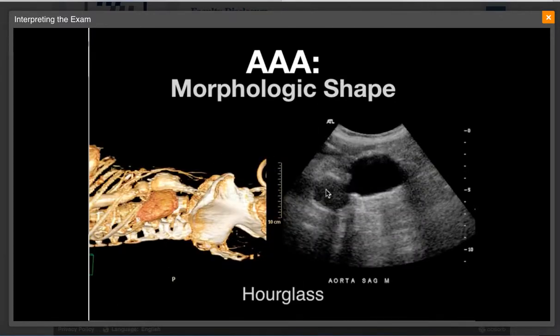Hourglass aneurysms are two non-contiguous areas of focal dilatation of the aorta separated by a normal caliber aorta. Here you can see a three-dimensional recon of a patient with an hourglass aorta. You can see the two non-contiguous areas of focal dilatation. On the ultrasound, you can also see here the two non-contiguous areas of focal dilatation, and then the separation by normal caliber aorta.